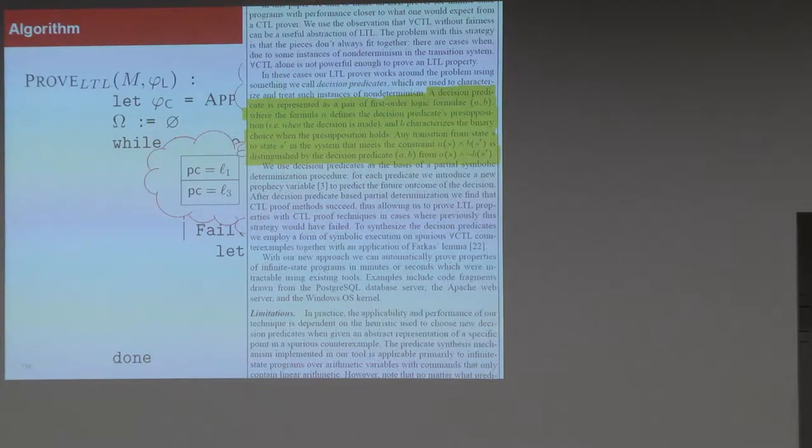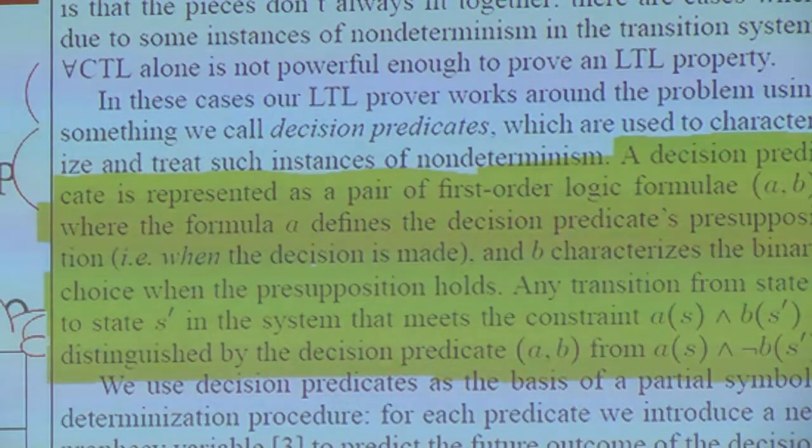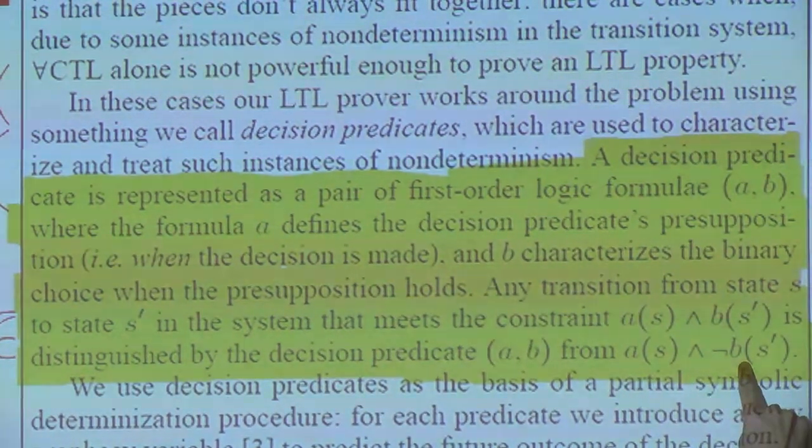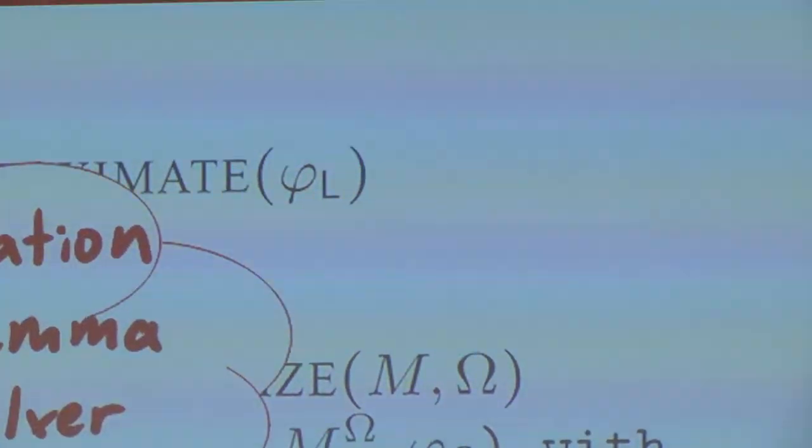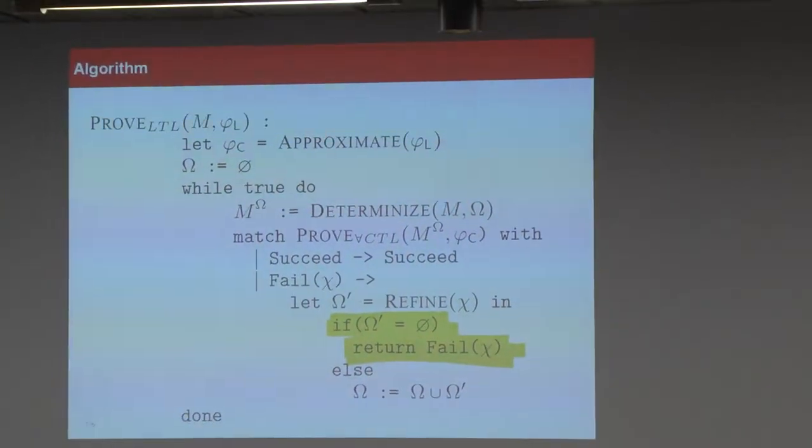And so this is something we call a decision predicate, and I've been really lazy and just taken a screenshot of the paper about decision predicates, and I'll just read it to you. So a decision predicate is represented as a pair of first order logic formulae, A and B, where A defines when we care in some sense, so it's the presupposition. And B characterizes the choice that we make when the presupposition holds. So basically it allows us to distinguish between A to B and A to not B. And we can then look at a transition in the system and ask, did it go A to B or A to not B? And that's what our decision predicate is. And I won't talk about that more.